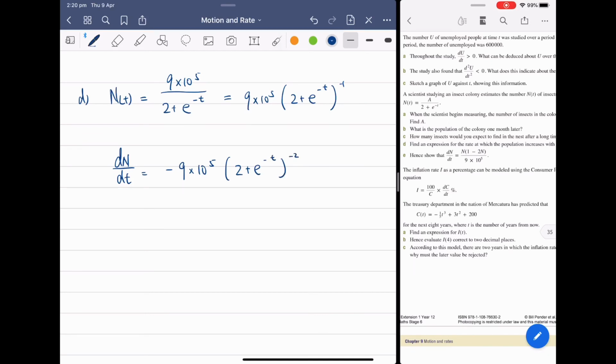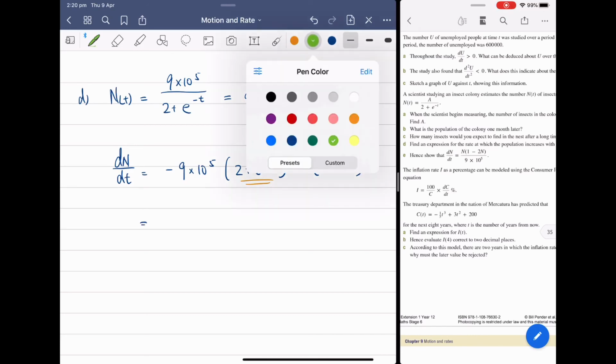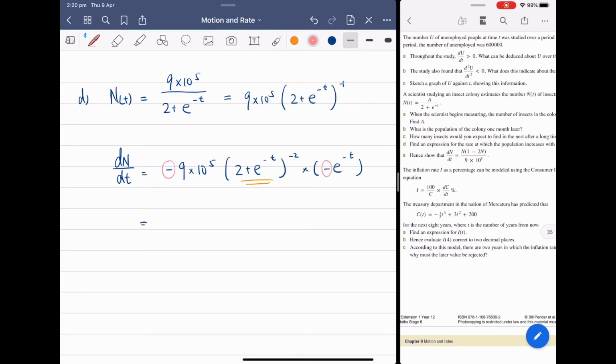That's minus 2. And we're going to times by the derivative of inside brackets, okay? Which in this case is negative e to the power of minus t again. Alright, now let's simplify this one here. We have 1 and 2 negative, right? When you combine these two together, that becomes 0.